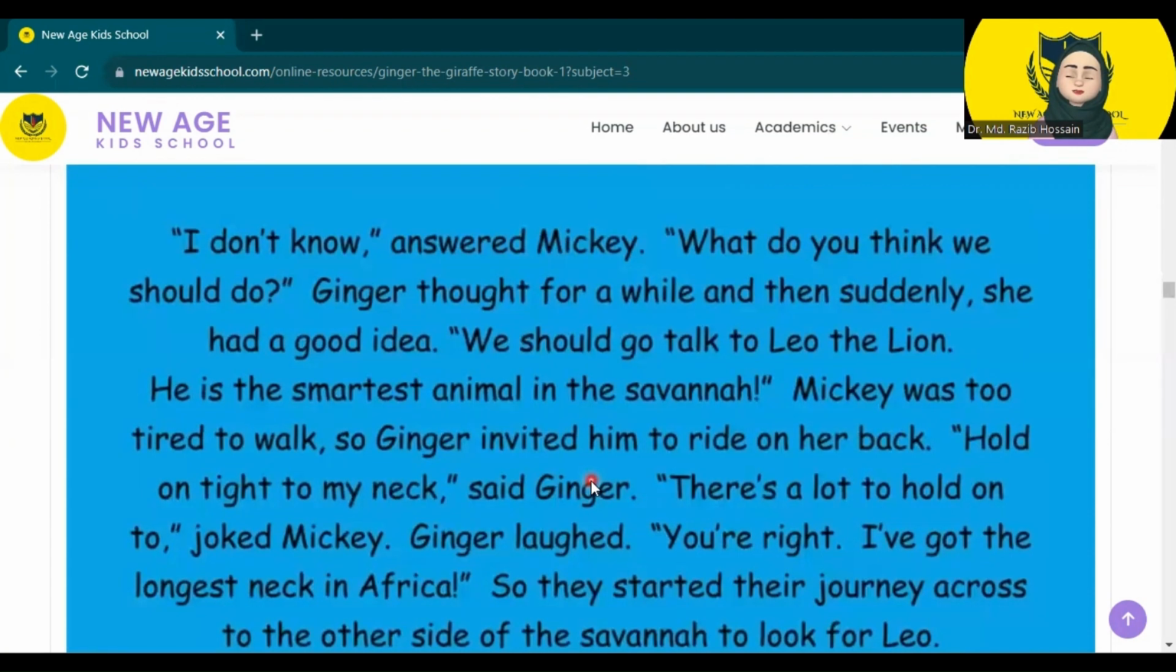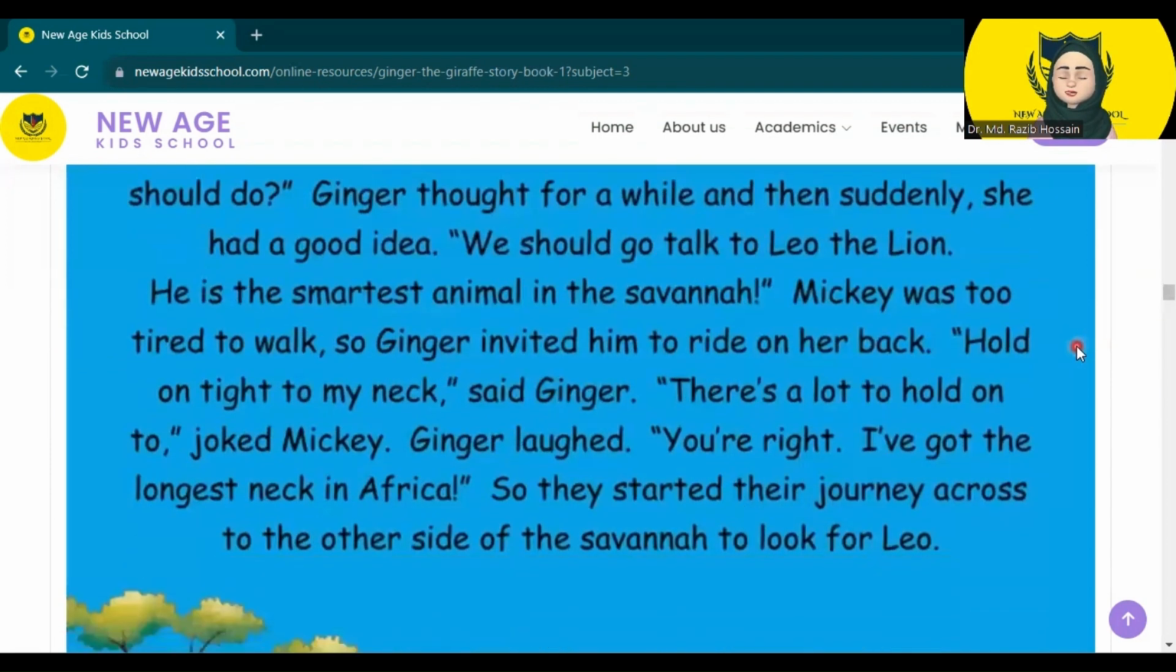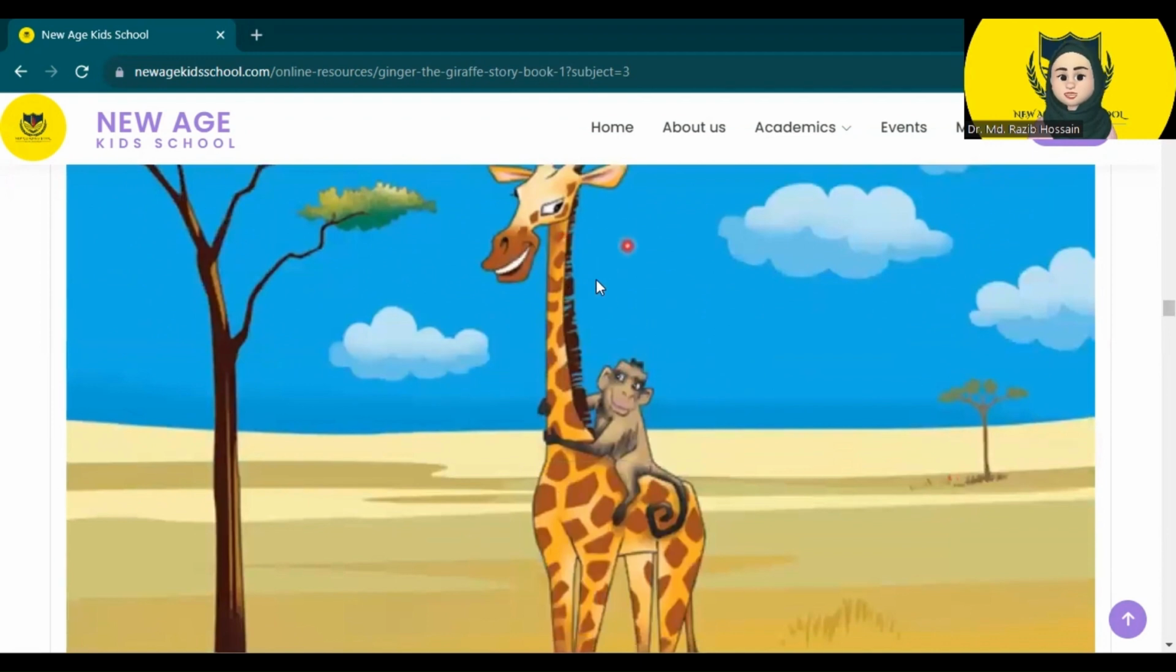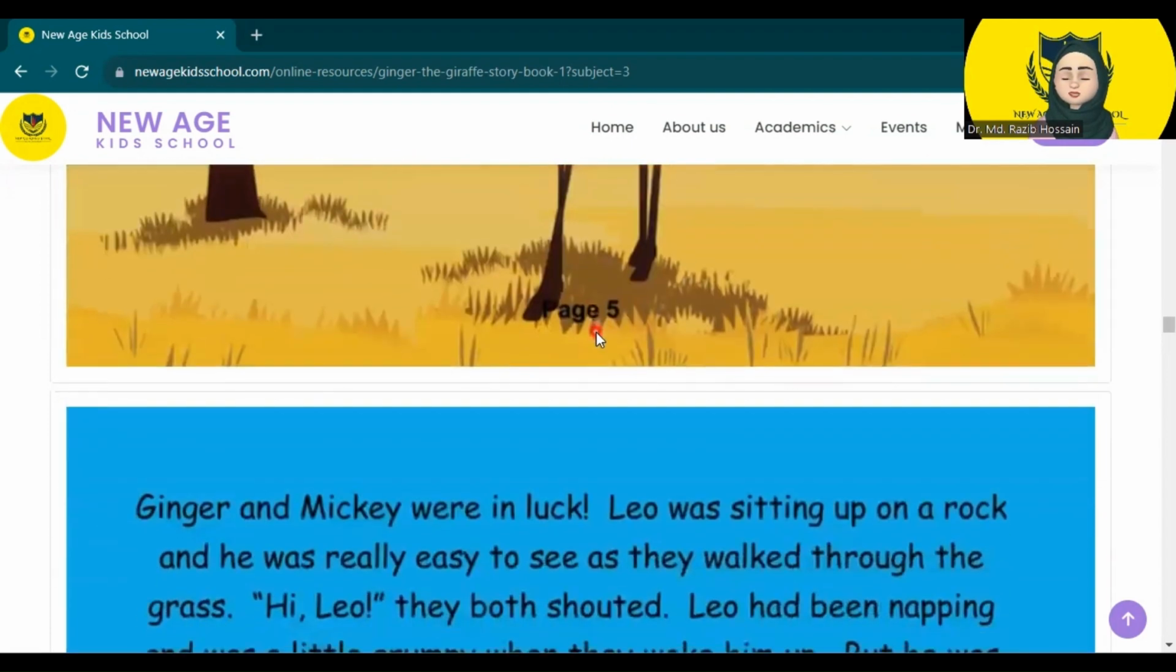In this para, we learned that Ginger asked Mickey, is he going? And he answered, no, I don't know. What do you think we should do? Ginger thought for a while, then suddenly answered Mickey that let's talk to Leo the lion. He is the smartest animal in the savannah. But Mickey was very tired because he wasn't eating for so long. Then Ginger said, okay, you can ride on my back. And then Mickey rode on her back. And so they started their journey to look for Leo the lion. Here, can you see? Mickey was on top of Ginger the giraffe. Now let's go to page number 6.